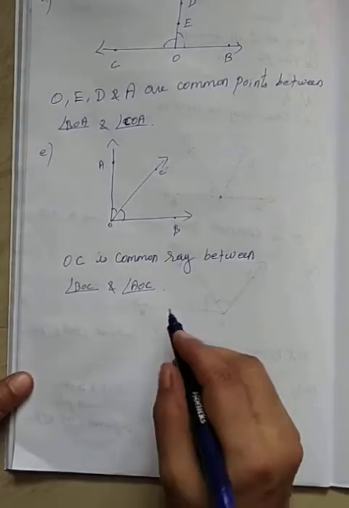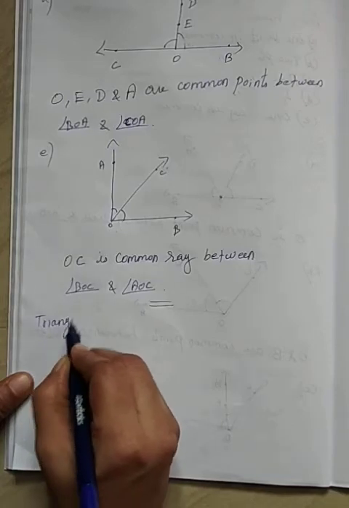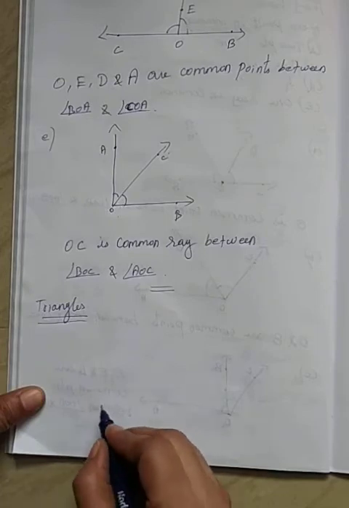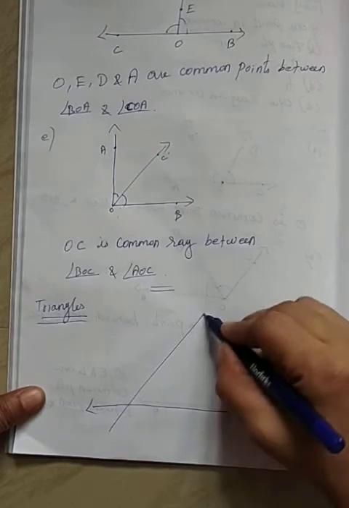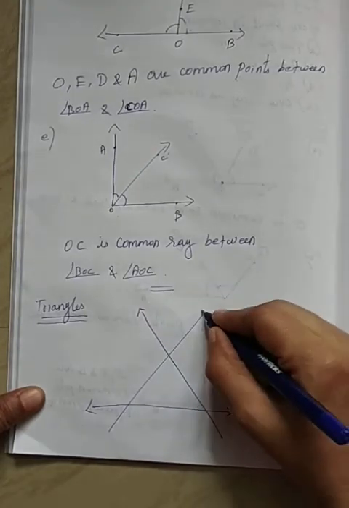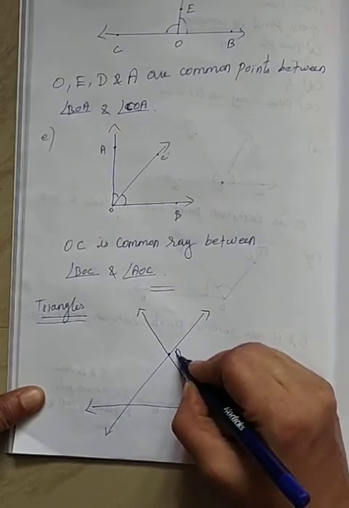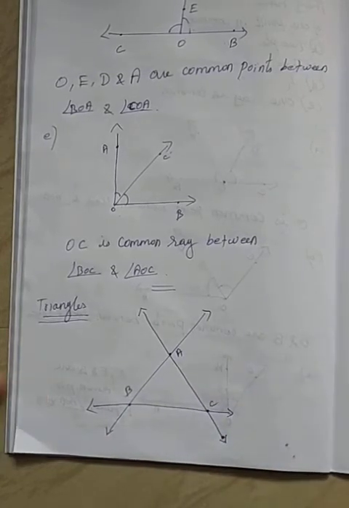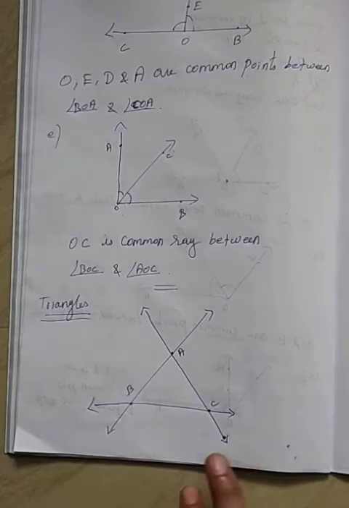Okay. Next we see triangles. See the diagram. I have to draw one diagram. This one is called A. This is B. This one is C. Okay. Now we are going to see the triangle.